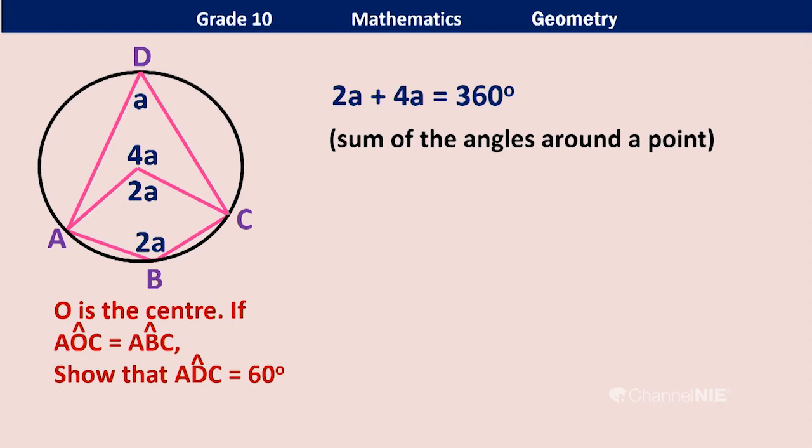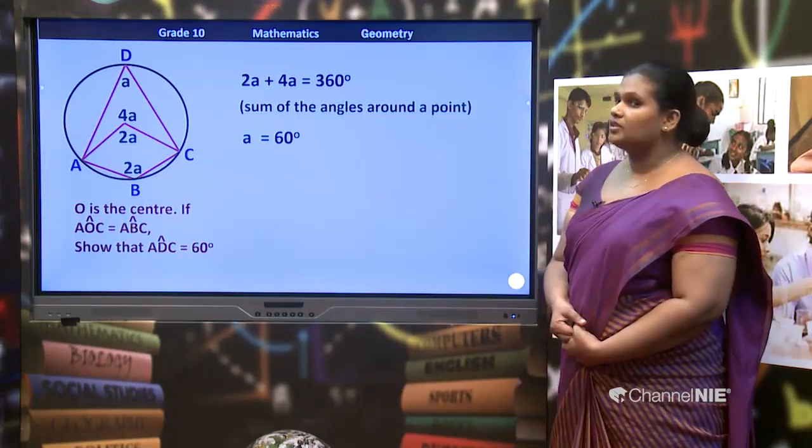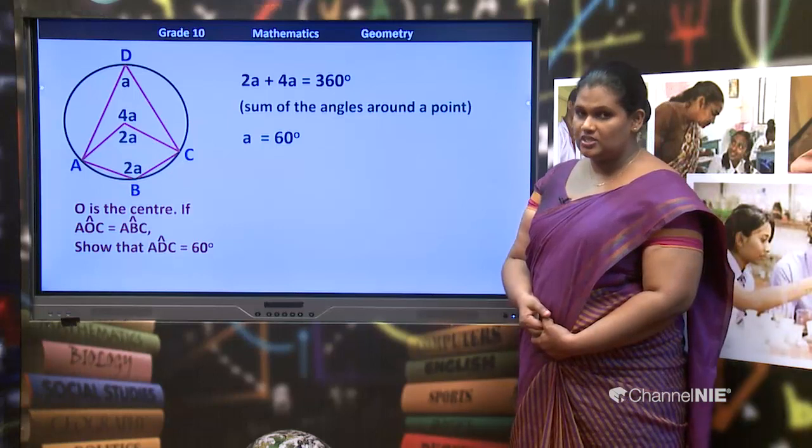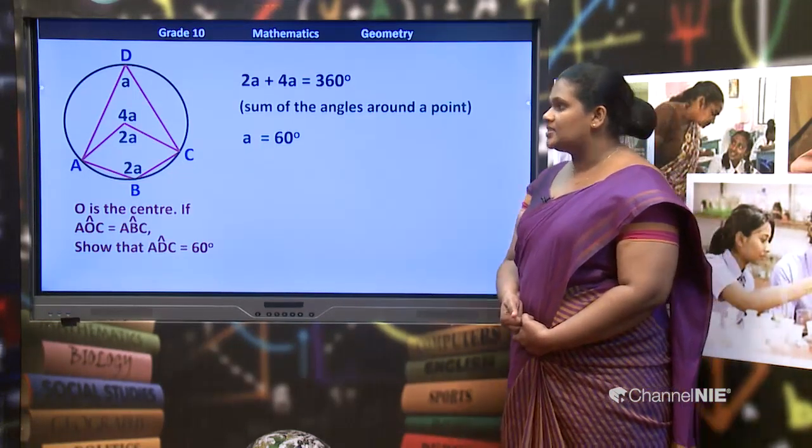Right. Now, we have got a simple equation. By solving this simple equation, I can get the value of A. So, we will simplify it. 2A plus 4A means 6A. 6A equals 360 degrees. So, to find the value of A, we have to divide both sides by 6. So, 6A divided by 6 is A. 360 degrees divided by 6 is 60 degrees. Therefore, the value of A is 60 degrees.